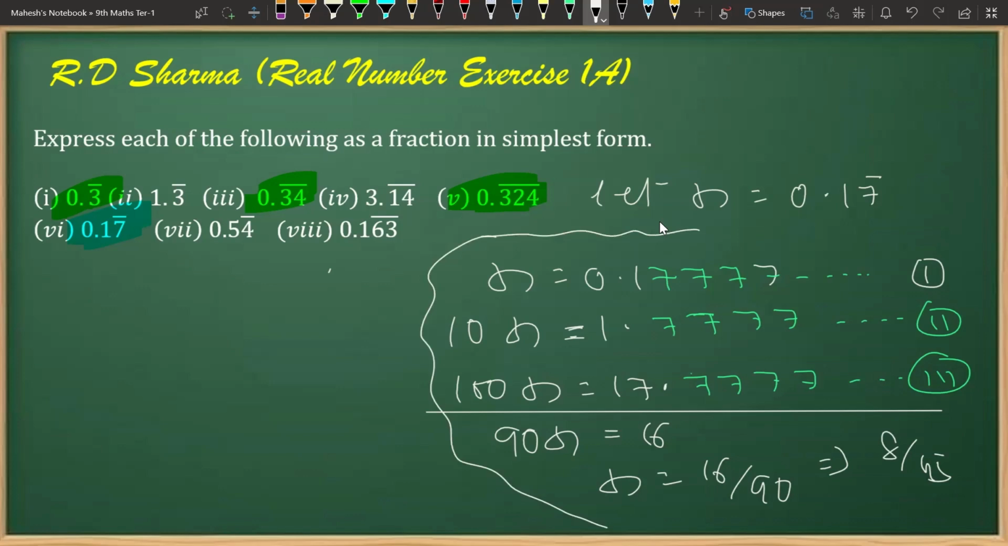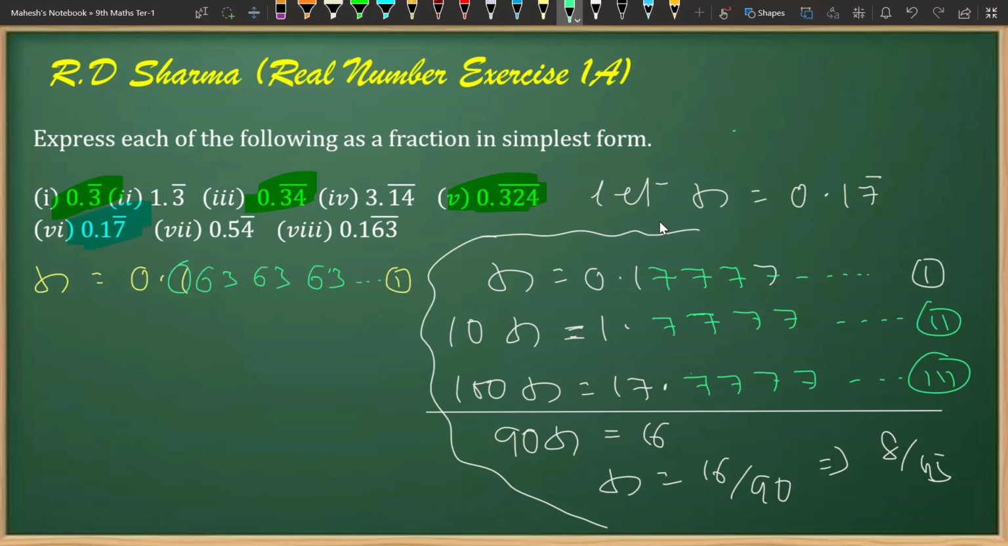Now let's check by doing one more. Let's say we do this one. This time we have x is equal to 0.163, and the bar is over 63, so it should be 6363 and so on. I'll mark it equation 1. Now the repeating block over here is what? 63, right? The repeating block is 63.